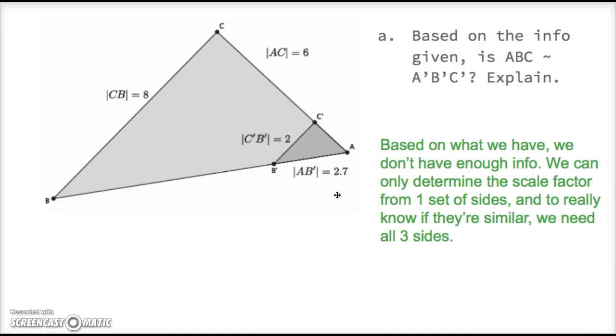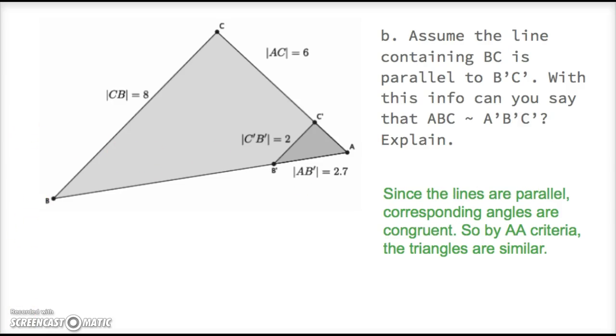So moving on to part B. Part B says, let's assume that the line containing BC and line B prime, C prime are parallel. Now with that information, can you say that the two triangles are similar?